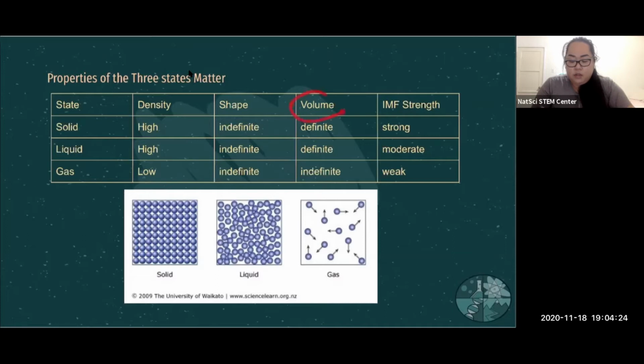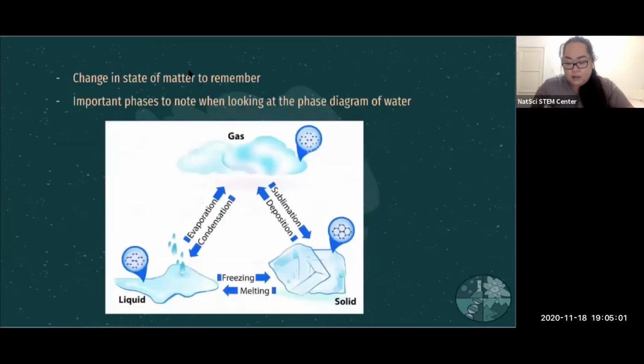The volume, again, is definite in the sense that the volume is whatever you put it in. So for a liquid like water, if you put it inside a glass, the volume of the water is the volume of the glass. Gas, it's indefinite. You can see it in this picture that versus the liquid, there are fewer gas molecules than that of the liquid. So that's why it's indefinite. Intermolecular force strength is also important to know about these properties.